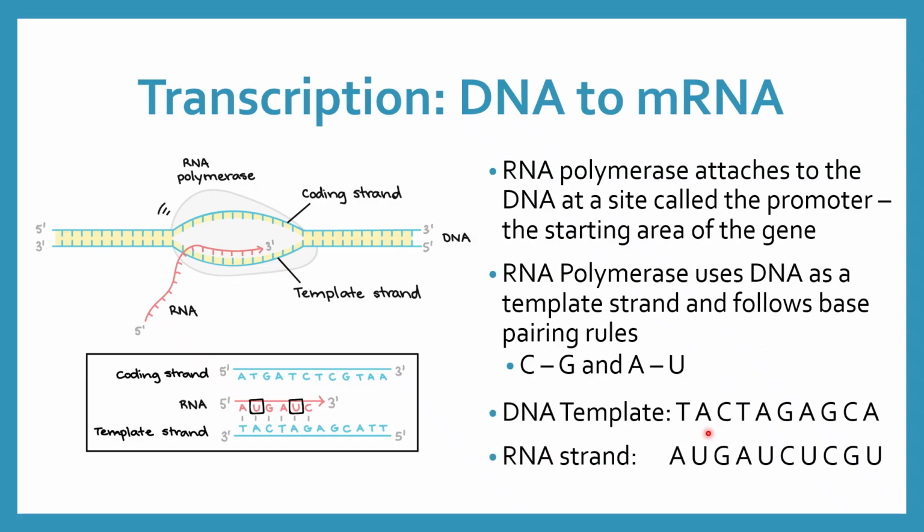So if we had a DNA template that said TAC, TAG, AGCA, you would then follow base pairing rules to figure out the RNA strand. So what bonds with T? Well, that's A. What bonds with A? Normally you'd want to say T because that's what bonds in DNA, but there is no T in RNA, so instead we put a U. C bonds with G, T with A, U again, and so on and so forth. So that would be how you would do an example problem of transcription, taking that DNA template and converting it into a strand of mRNA.